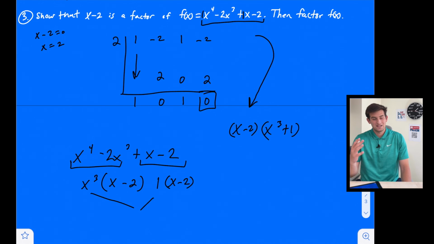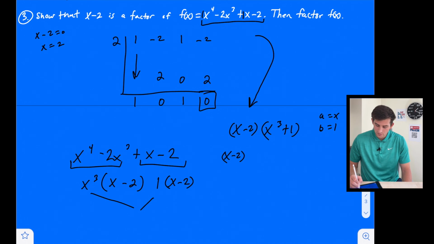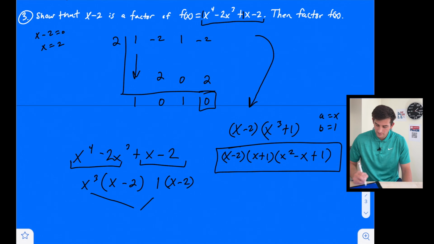Now, it's not factored completely because we actually do have the sum of 2 cubes here, x cubed plus 1, because 1 is a perfect cube. So we have x minus 2, and then a would be x and b would be 1. So for the sum of 2 cubes, we're going to factor this as x plus 1, and then we're going to factor it as x squared minus 1 times x, and then plus 1 squared, which would just be 1. Okay, so that would be our complete factorization there.